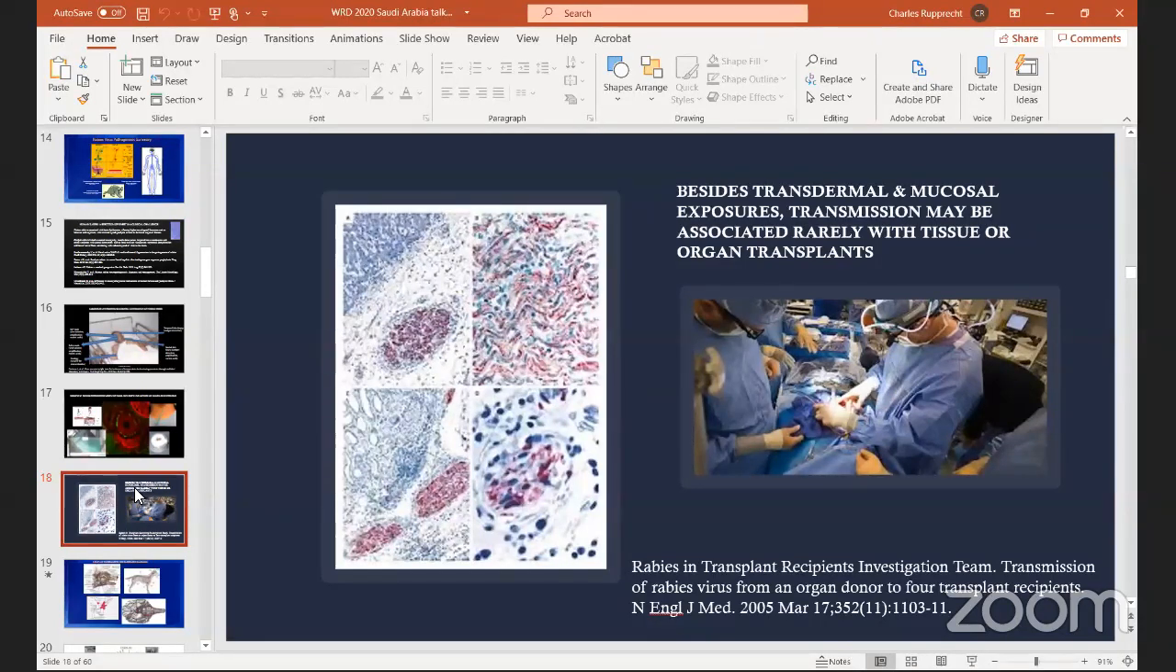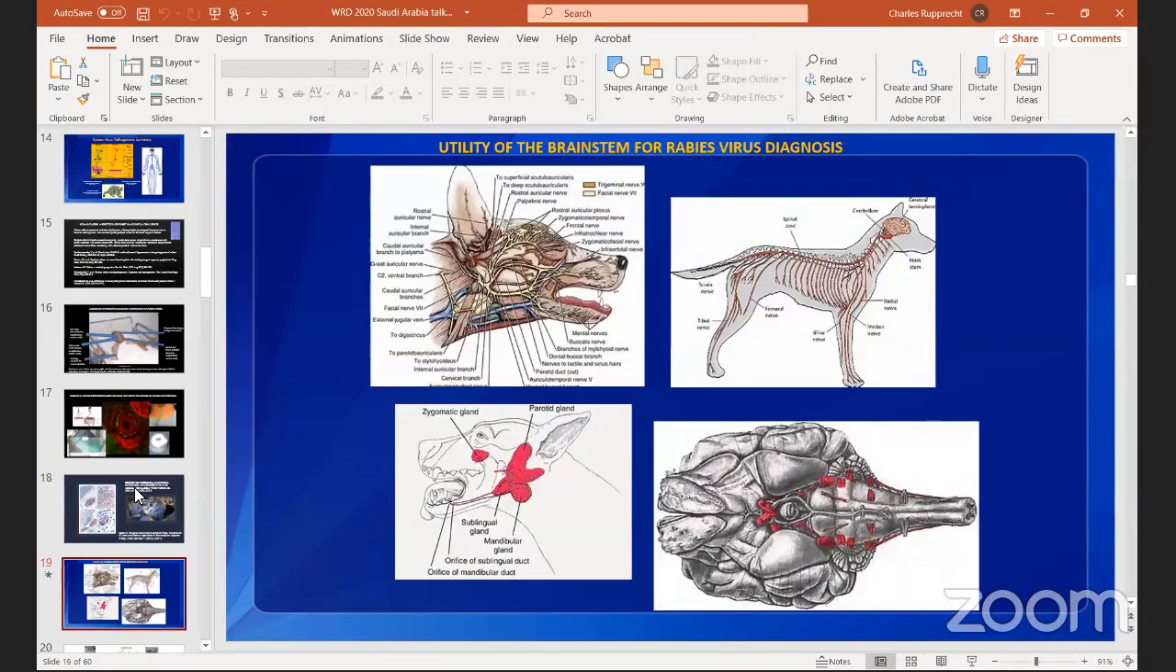You can see that wide variety of, in red, antigens that were found in a variety of the associated organs that are transplanted, typically be it lungs, liver, heart, etc., corneas. This is a very quick reminder, particularly for animals, as to why do we focus upon the brainstem.